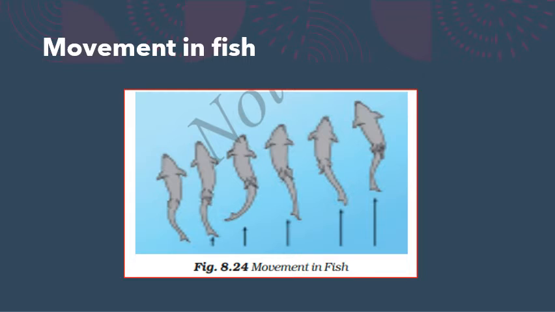That curvy positioning of the fish helps them to move. Then quickly the body and the tail curve to the other side. This makes a jerk and pushes the body forward. A series of such jerks make the fish swim ahead.